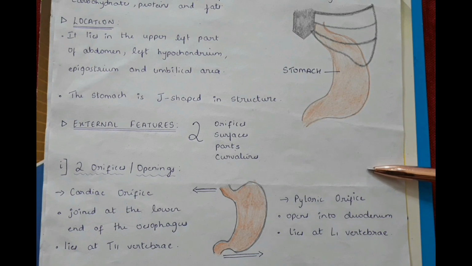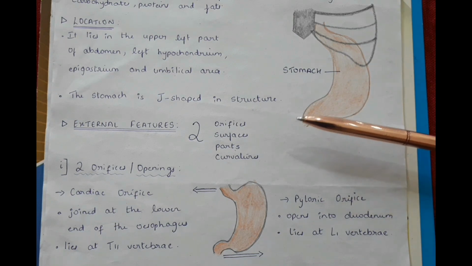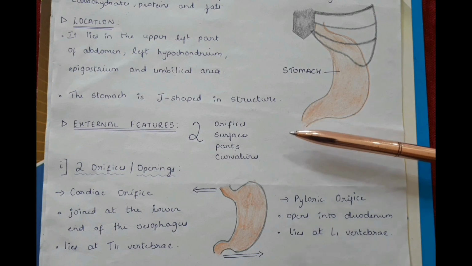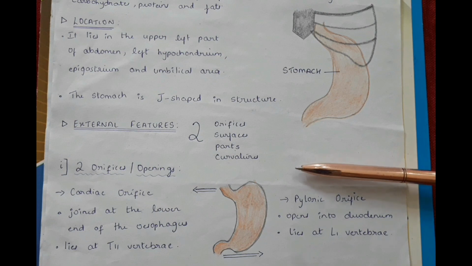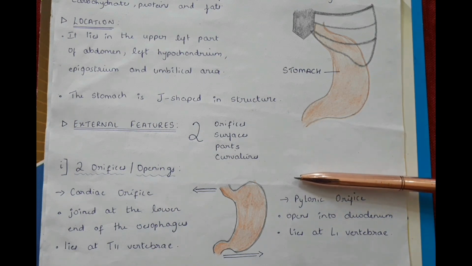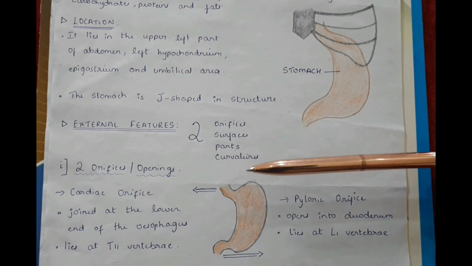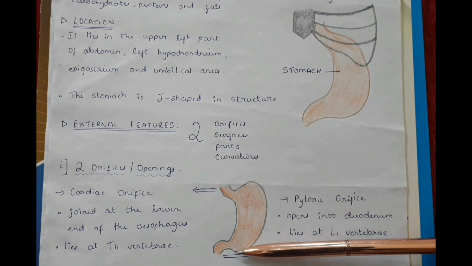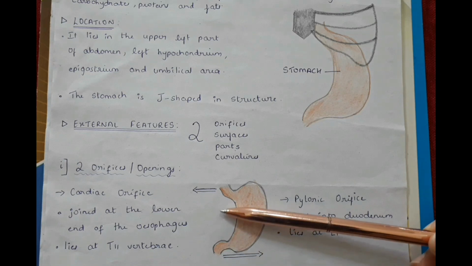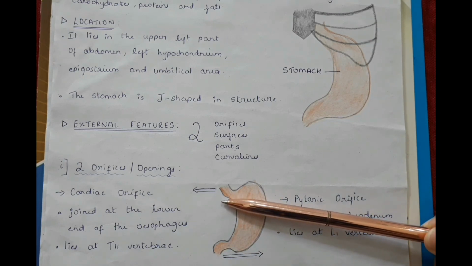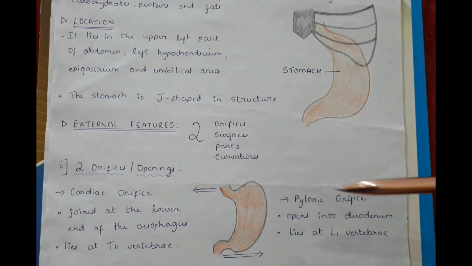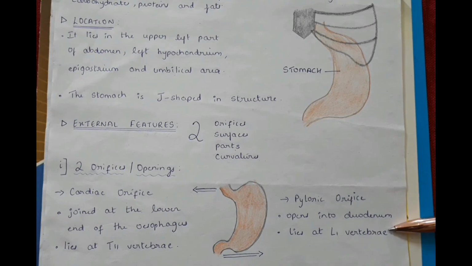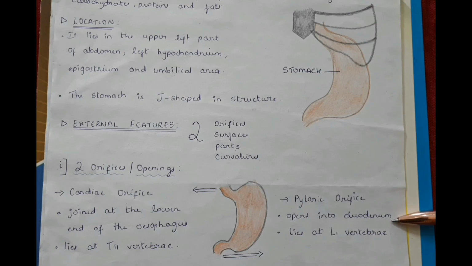External features of the stomach. The stomach has two orifices, two surfaces, two parts, and two curvatures. So the first one is two orifices or two openings. The stomach has the cardiac orifice and the pyloric orifice. The cardiac orifice is joined at the lower end of the esophagus. It lies at the T11 vertebra. The pyloric orifice opens into the duodenum and lies at the L1 vertebra.